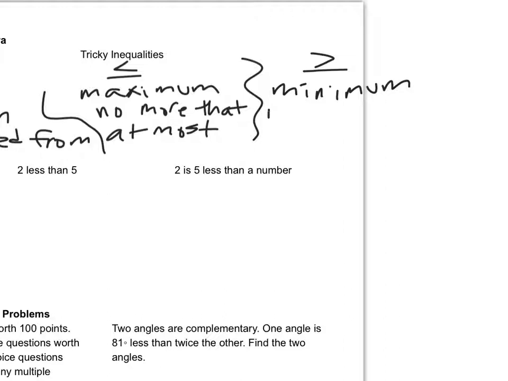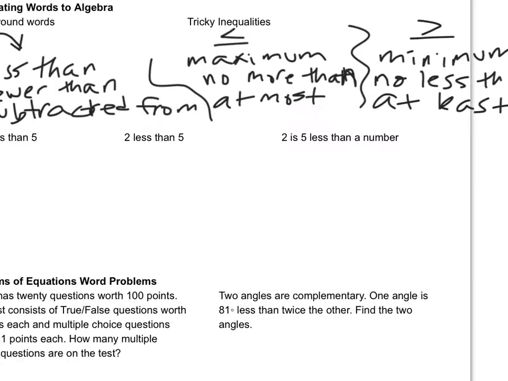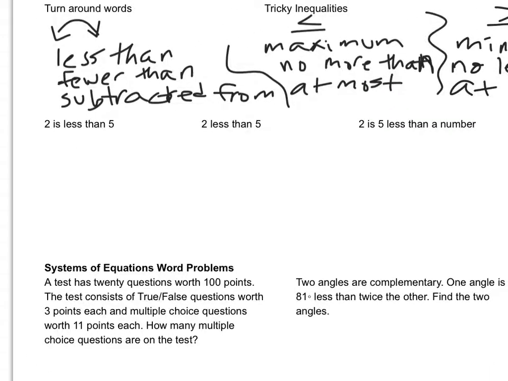Instead of no more than, it would be no less than. And instead of at most, it would be at least. Okay? So make sure you're careful with those inequalities because they're going to switch the order. So let's look at a couple of situations that sound pretty similar but are actually really different.